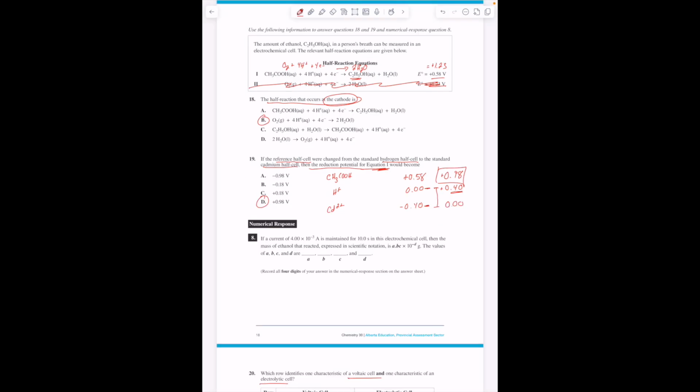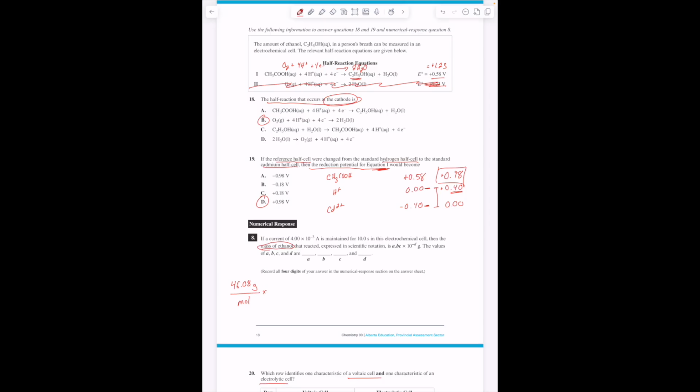Okay, the next one: if 4.00 times 10 to the negative 3 amp is maintained for 10 seconds. Okay, so this is a Faraday law question, and they want mass of ethanol. So what I tell my students is start with the unit you want and put it on top. So I figure out the molar mass of ethanol, and it is 46.08 grams per mole. And notice, I want to keep grams. That's what I want for my answer. So I'm just going to cancel everything else that's not a gram.